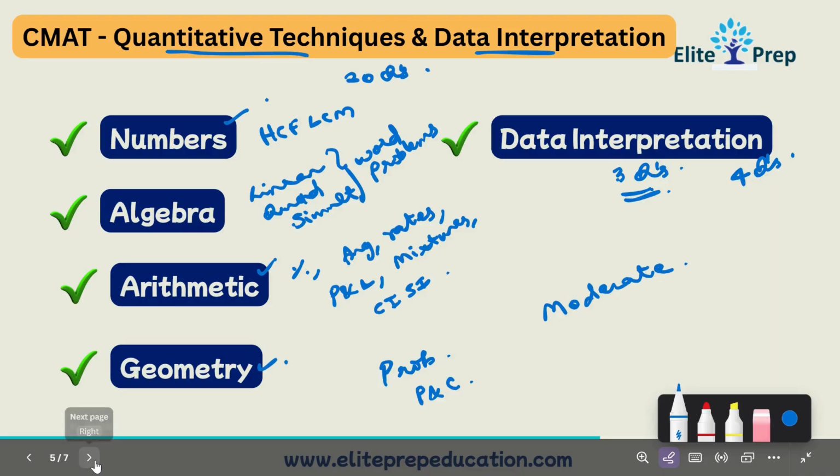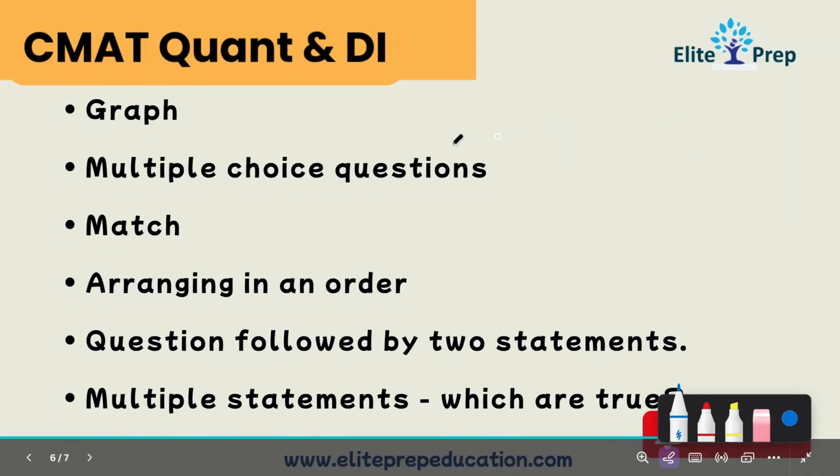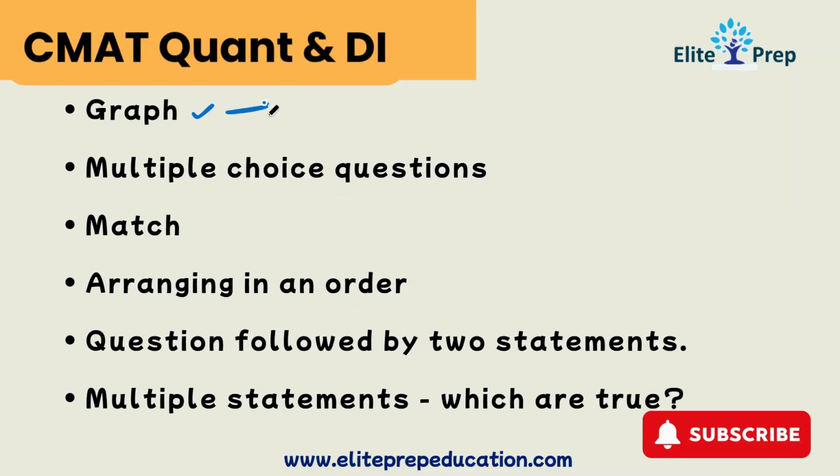Now what are the question types? You get a graph. As I told you, the first 3 questions are graph questions. You get one set followed by 3 questions. This one set is one diagram, which can be a bar graph or pie chart, or any graph. Next, multiple choice questions. This is very common. Match the following is there. 2 sets are given, column A and column B, and you have to match them. You can have 1 or 2 questions of this type.